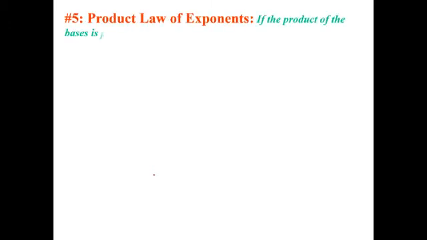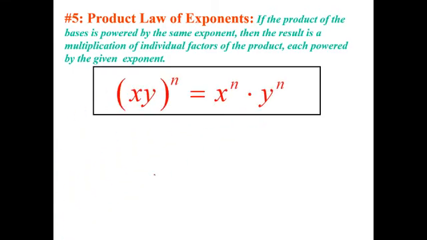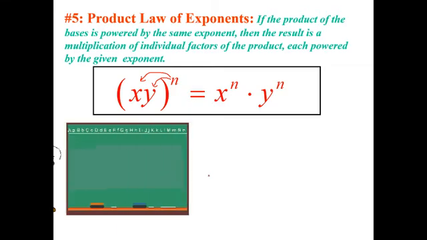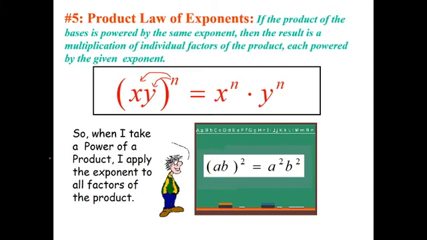Next we have the product law of exponents. If a product of bases is raised to the same exponent, then the result is a multiplication of the individual factors of the product, each raised to the given exponent. And this is an example. If I have x times y, all to the power of n, this will be x to the power of n times y to the power of n. So what you do, basically, you distribute the power to each factor that's inside the parentheses. And this is an example. If I have a times b, all to the power of 2, this is going to give me a squared times b squared. So when I take a power of a product, I apply the exponent to all the factors of the product.